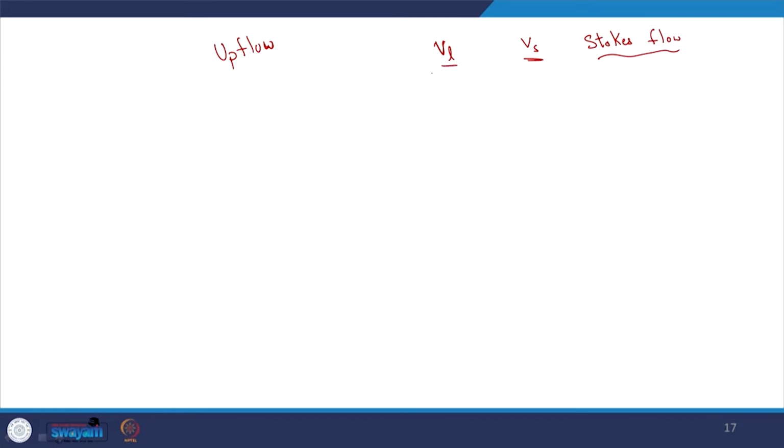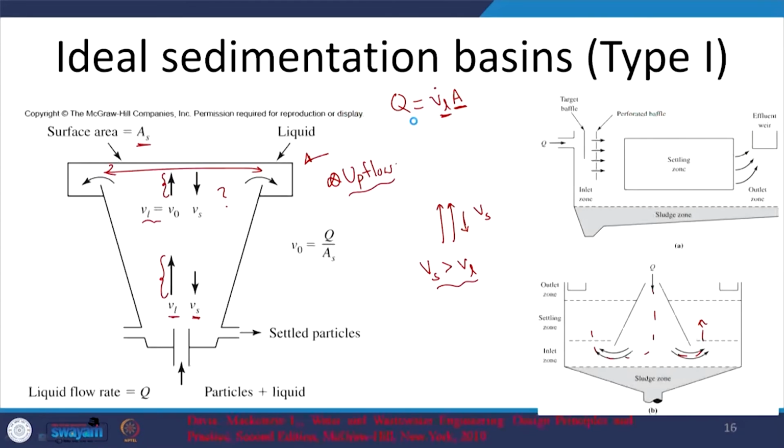So, what is the velocity of this liquid going to depend upon? It is going to be equal to the flow rate of the liquid, flow rate Q, units can be meter cube per second, or volume per time, divided by the cross sectional area. Which cross sectional area am I concerned with?